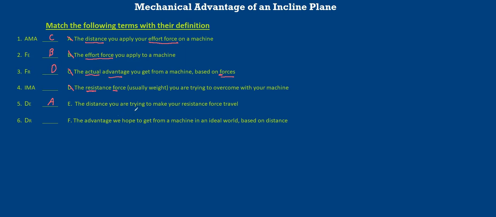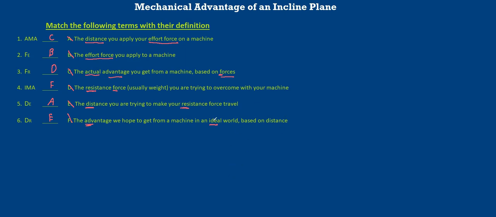And E says the distance you are trying to make your resistance force travel. So it is a distance, and we are talking about the resistance. So that is going to be distance resistance, E. And then, of course, F, all we have left is IMA. Let's see if that's correct. The advantage we hope to get from a machine in an ideal world. So an ideal advantage or the ideal mechanical advantage. Yes, this is F.